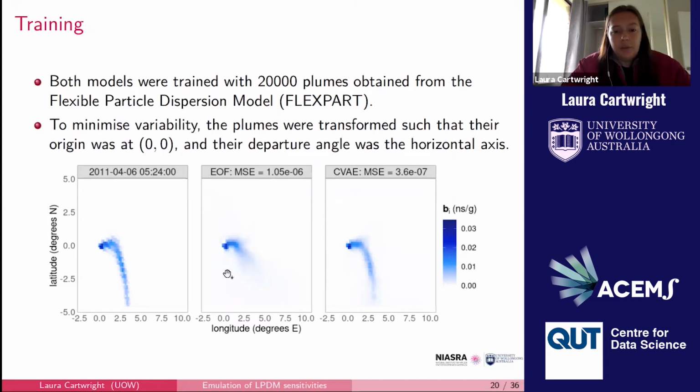So look, the biggest takeaway for me from this is that the CVAE actually managed to capture that tail a bit better than the EOFs did. Possibly if you used more EOFs, you would get more of that tail, but the more EOFs you use, the higher your dimension is, the slower your emulation is going to be. So at some point you've got to draw the line. But it was really cool that the CVAE managed to capture that.